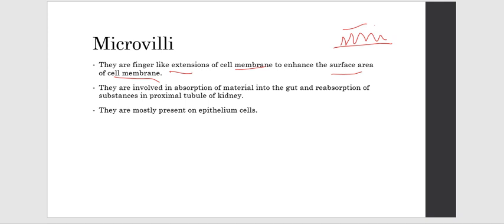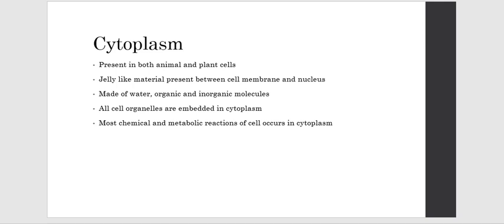It is involved in the absorption of materials in the gut and reabsorption of substances in the proximal tubule of the kidney. Whenever the glomerular filtrate is present in the kidney and it reaches the proximal tubule, then some of the substances are reabsorbed. So here the microvilli are present in the cells, and they are involved in the reabsorption of substances. They are mostly present on the epithelial cells, not in all cells.